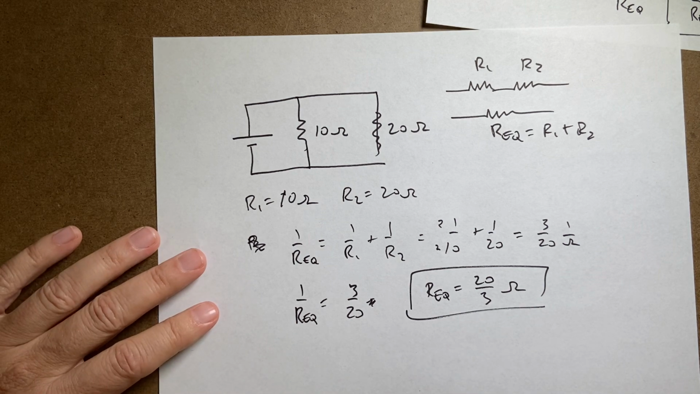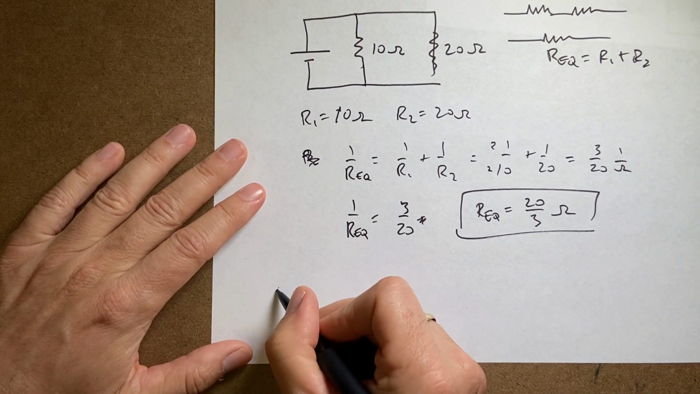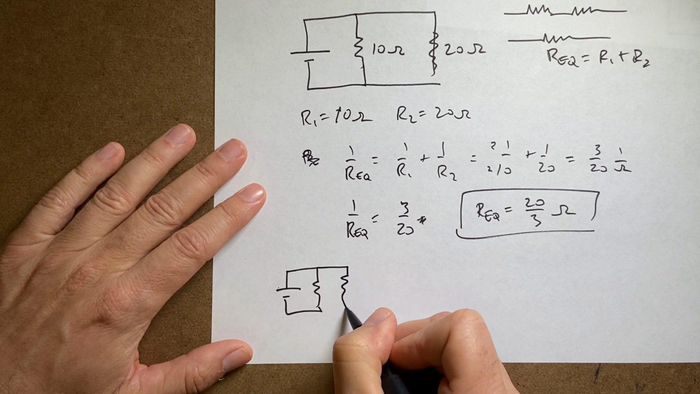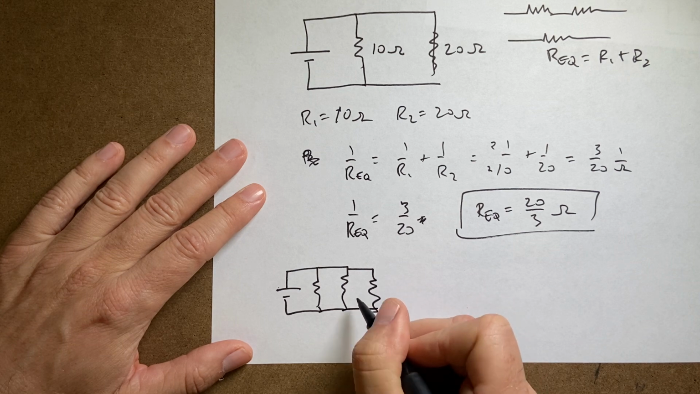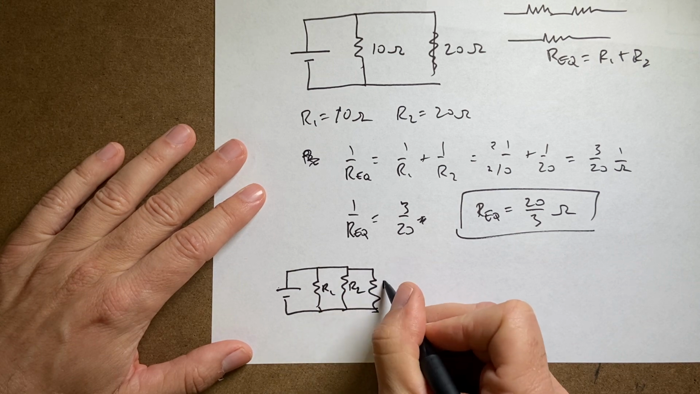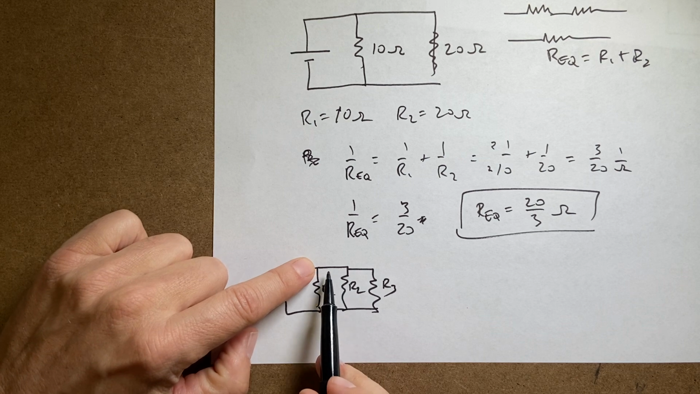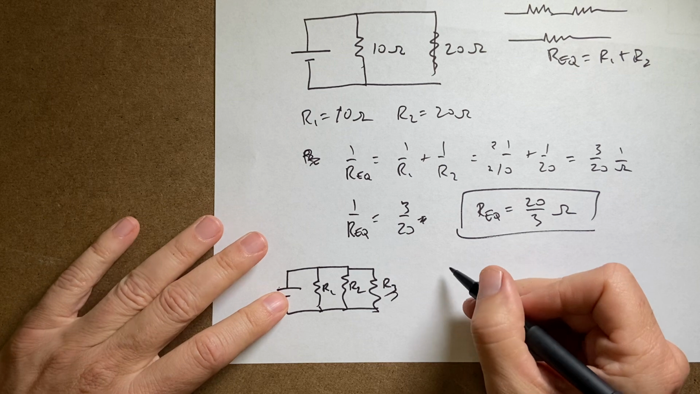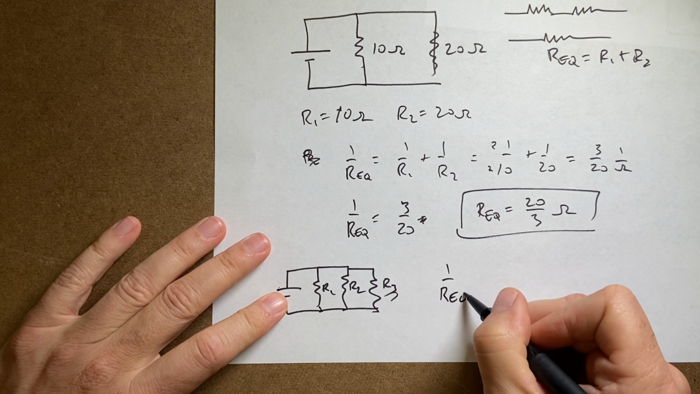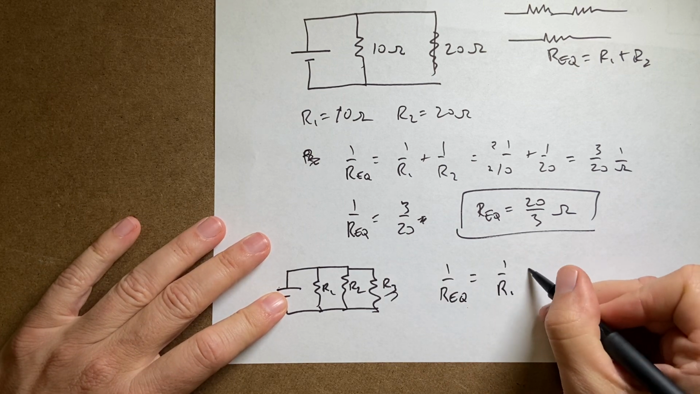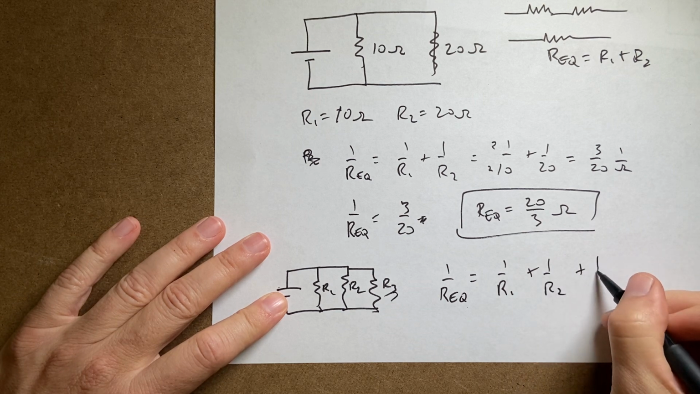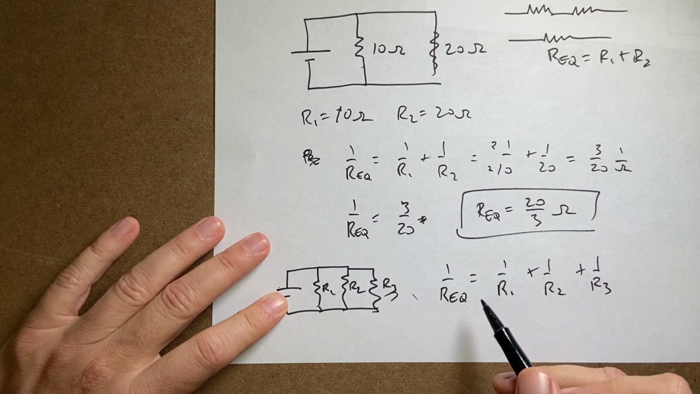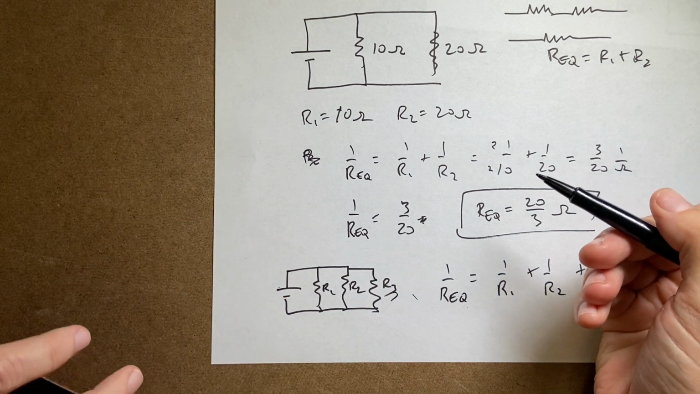Okay. What if I have three resistors in parallel? What if I have this: R1, R2, R3. You'll notice that they all share the same endpoints. So they are indeed in parallel, and you can have three resistors in parallel. In that case, 1 over R equivalent would be 1 over R1 plus 1 over R2 plus 1 over R3. You could keep doing this as long as you want, but you have to add them as fractions first and then take 1 over that to get the total resistance.